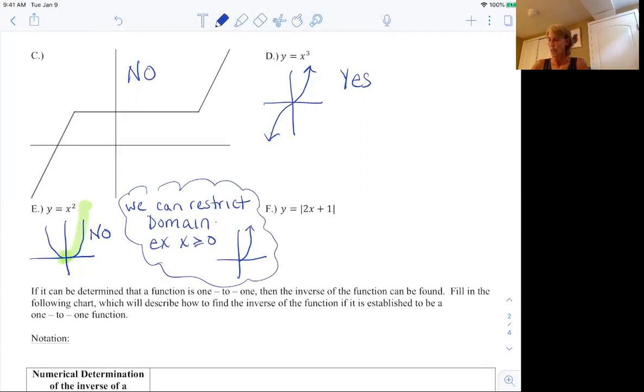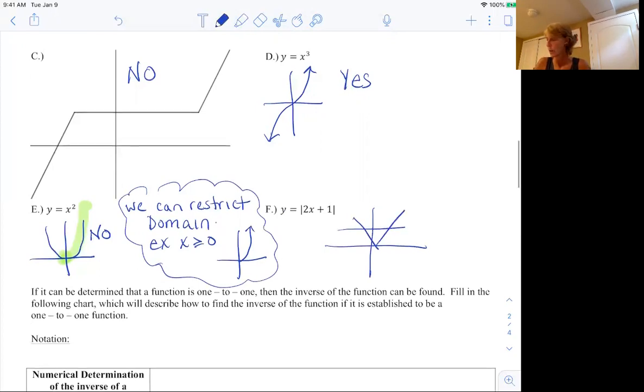Y equals the absolute value of 2x plus 1. I don't care what this picture looks like. All I know is once I see those absolute value signs, I have a V. That's really what that means. And right away, I can say no. I'm only being asked to determine that, so you're done with the problem.